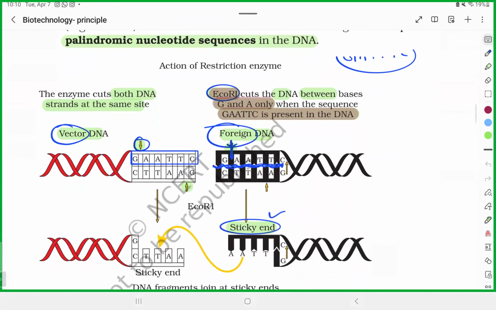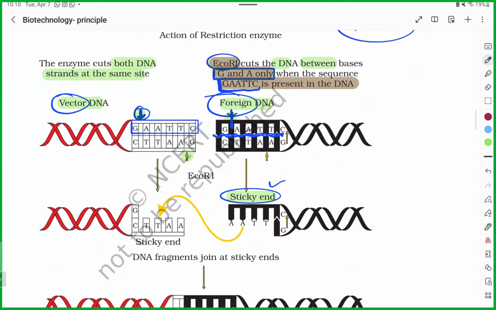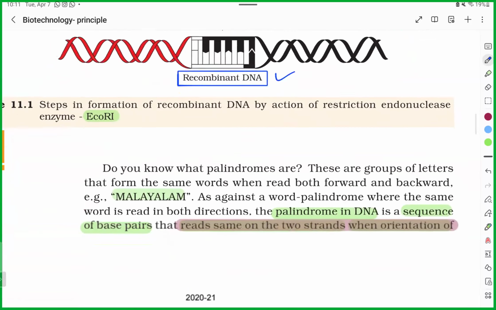So enzyme will cut the DNA strand at the same site, whether vector DNA or foreign DNA. Same enzyme for both. Correct? It will cut between G and A only. Between G and A only. When you have G, GAATTC, very, very, very important. Correct? It will make sticky end in the presence of this enzyme, and both will be joined with the help of DNA ligase enzyme. Sticky end will be joined with the DNA ligase enzyme.